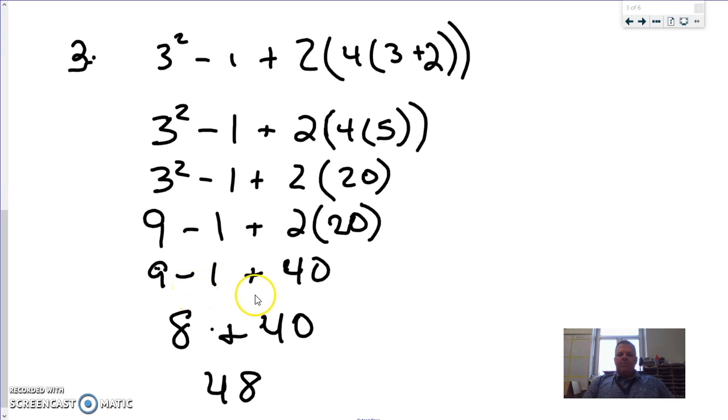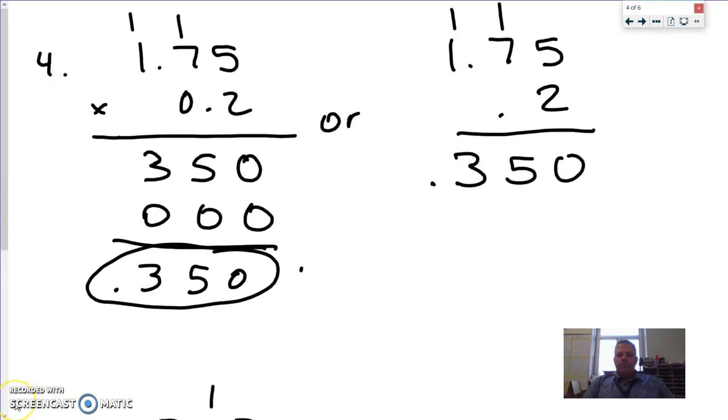Finally, I add and subtract from left to right. So the first thing that I do is 9 minus 1, which gives me 8. And then I add my 40. So 8 plus 40 is 48.